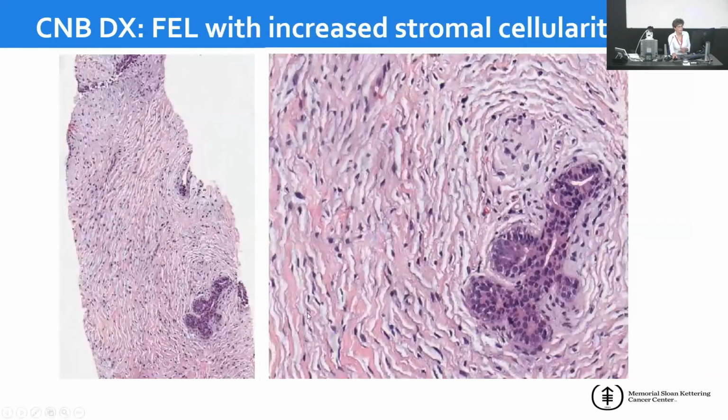There are some cases where the stromal cellularity is increased but there is not even a typical growth pattern. Could this be PASH? We thought this was a fibroepithelial lesion with increased stromal cellularity. And what to do with these cases? In reality, there is no way to classify them definitively as fibroadenoma or benign phyllodes tumor.